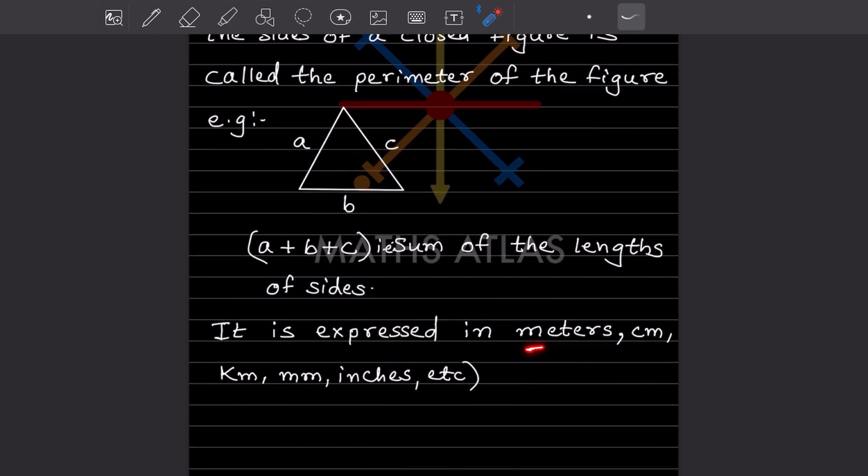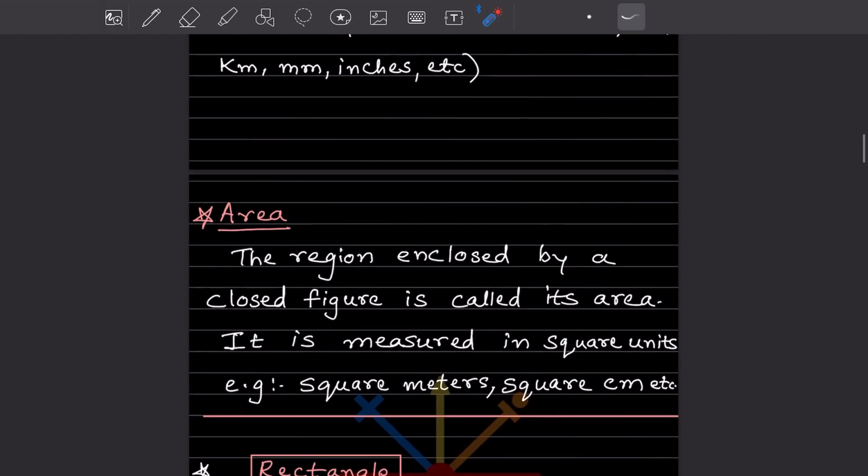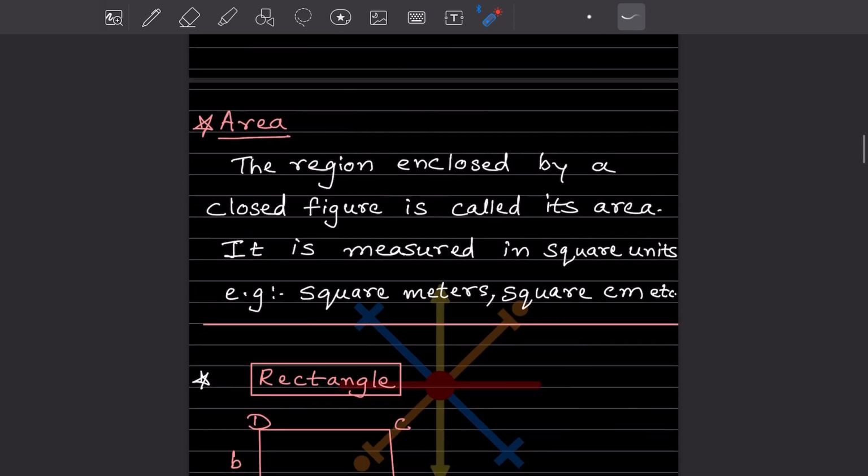The length can be in meters. It can be in centimeter, kilometer, millimeter, inches, etc. Now, this was something about the perimeter. Now, let us look at the area.